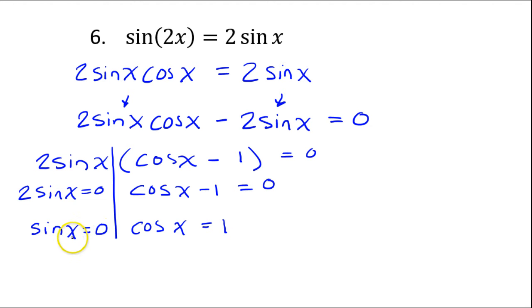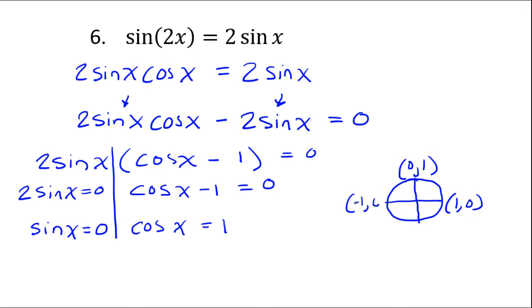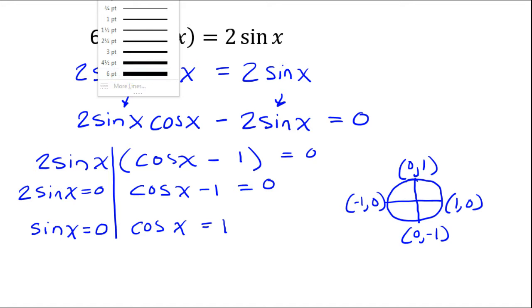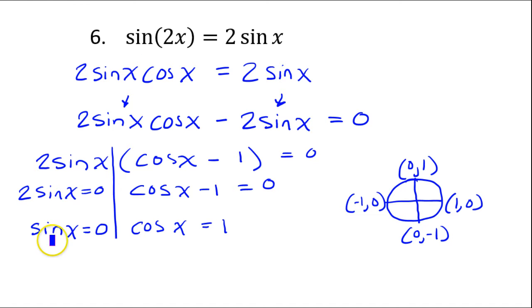So, sine of what angle is 0? We are talking about quadrantal angles right now. So think about it. This is 1 comma 0, and this is 0 comma 1, negative 1 comma 0, and 0 comma negative 1. Now sine is the y value on the unit circle. So where is the y value 0? The y value is 0 here and here. So that gives me two solutions right now. So x is equal to 0 and pi.